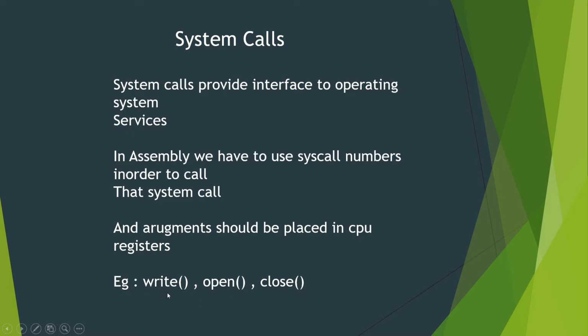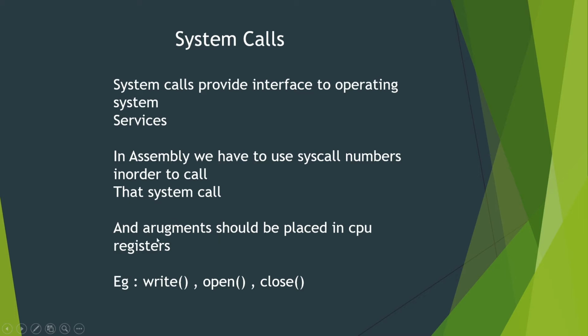If you are coming from C programming, you have already seen write, open, and close. You can just import the header file and directly use these functions. In assembly, it's different. In assembly, we have to use the system call numbers in order to call the system call. Each system call is identified by a unique number, and if you call that number, the system call will get executed.